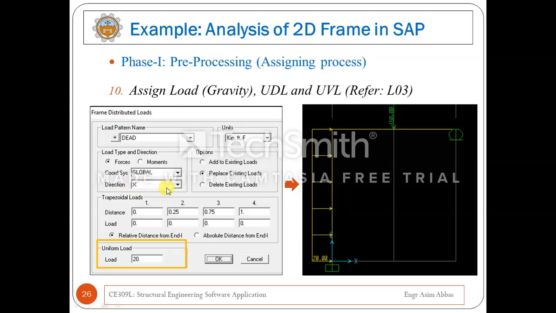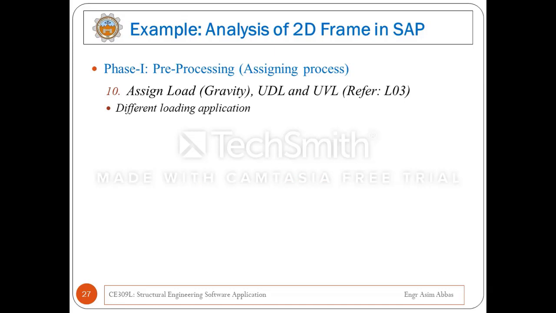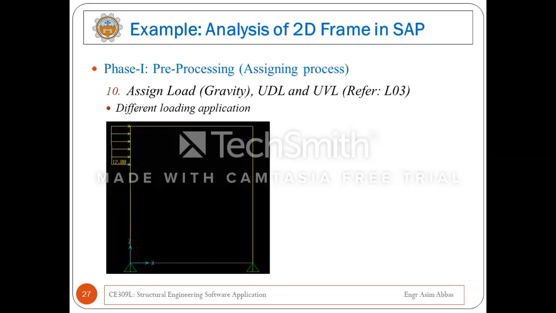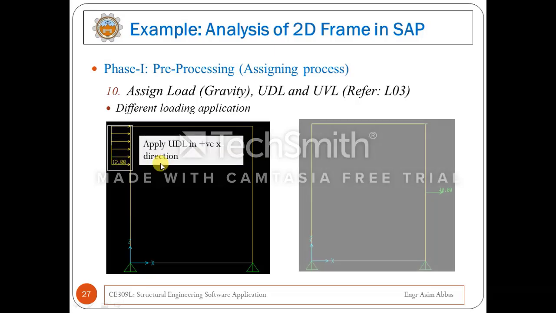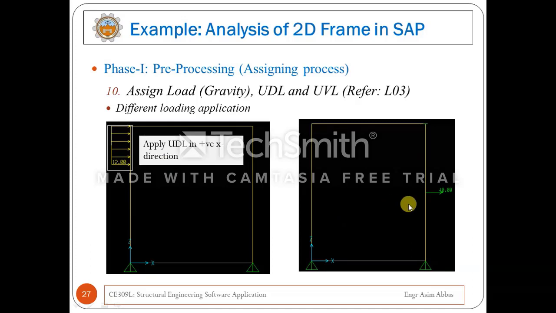Similarly, if you want to apply a different loading, you can also apply it. For example, if you want to apply this kind of load, you select this portion only, then go to Assign, select Distributed Load and apply 12 kip per foot in this direction. Similarly, if you want to apply a point load at this location, you just select this joint and apply a 10 kip load in the X direction.